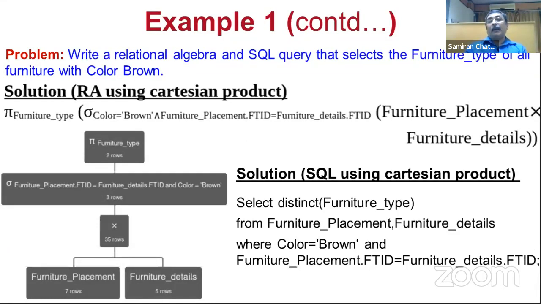You see in the relational algebra, you read from right to left. What I first do is furniture placement cross furniture details. In that product, I select the left table's ID equal to the right table's ID, and the color is brown. Once I do that, I'm not interested in the color. I am only interested in the furniture type, so I take a projection on the furniture type.